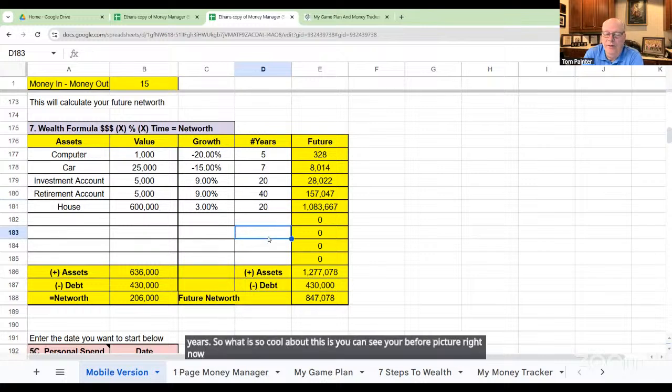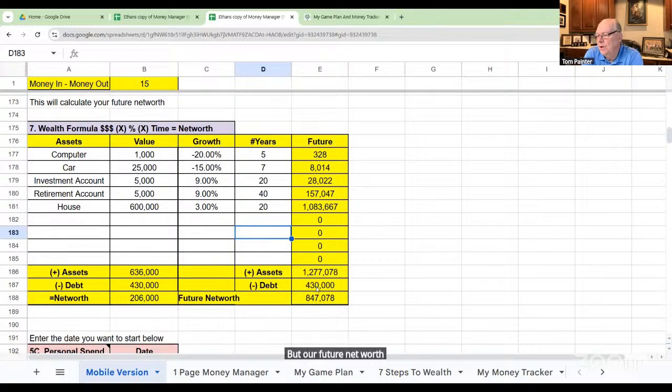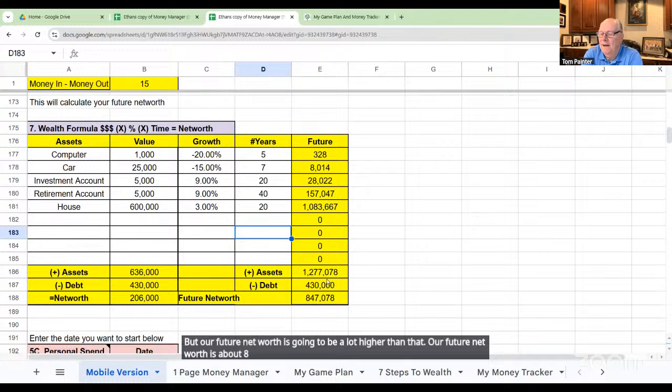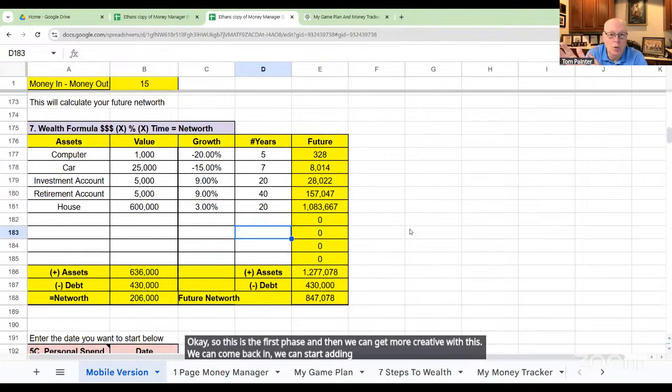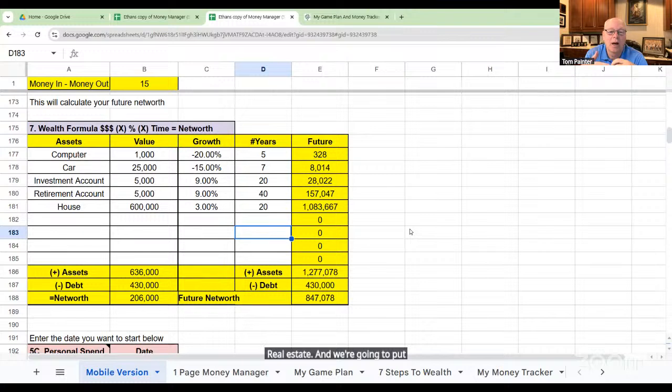We've got a net worth of 206,000, but our future net worth is going to be a lot higher than that. Our future net worth is about 847,000. Okay, so this is the first phase, and then we can get more creative with this. We can come back in and start adding. In phase two, we're not going to do that here, but we're going to put our rental real estate and all of our other things in here as well, but that's phase two.